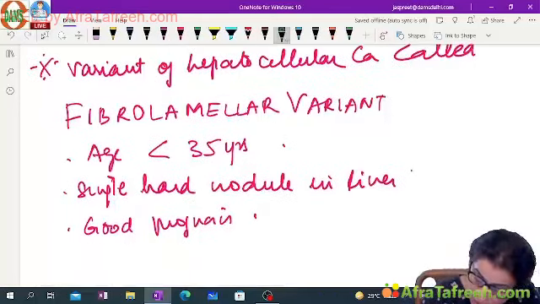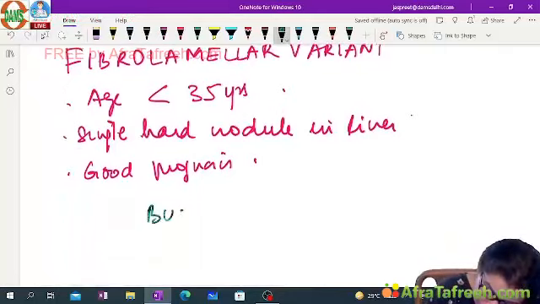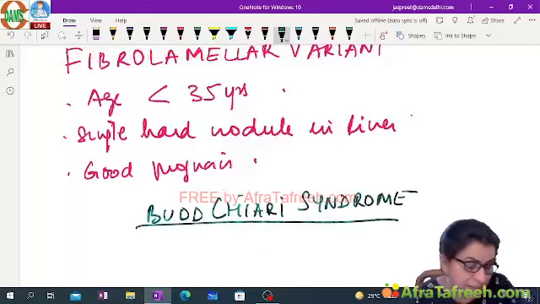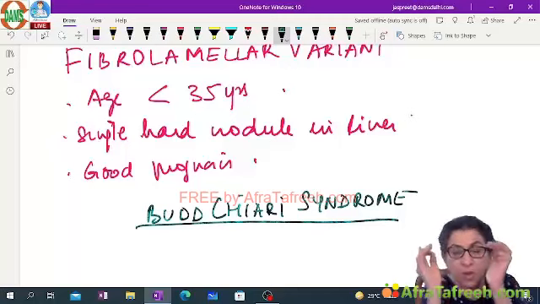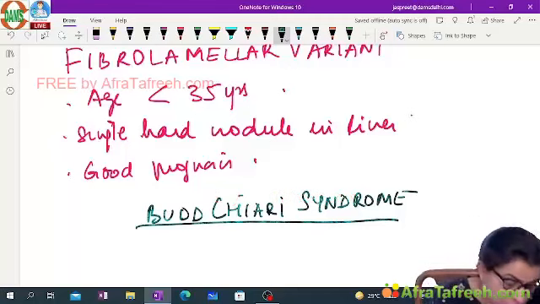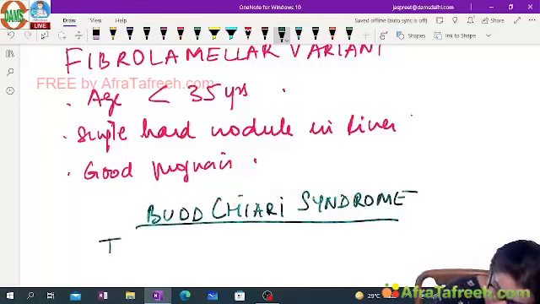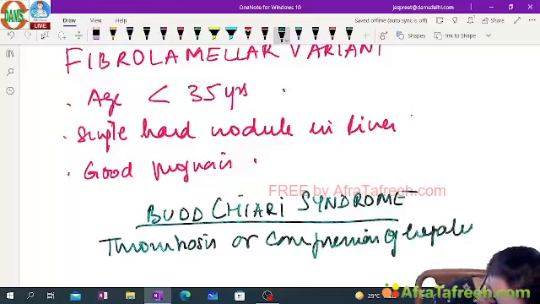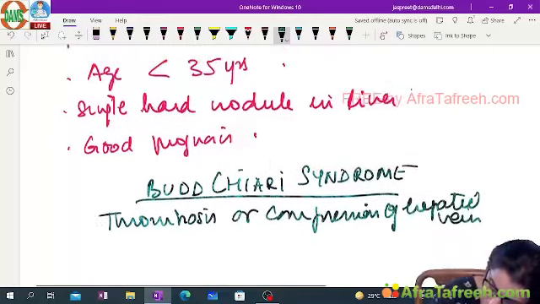Okay, so this is about the tumors of the liver. So now here few lines on Budd-Chiari syndrome. Okay, what is this Budd-Chiari syndrome? Budd-Chiari syndrome is hepatic vein, either a thrombus in the vein or the vein is getting compressed. So thrombosis or compression of hepatic vein. So hepatic vein is either thrombosed or compressed.